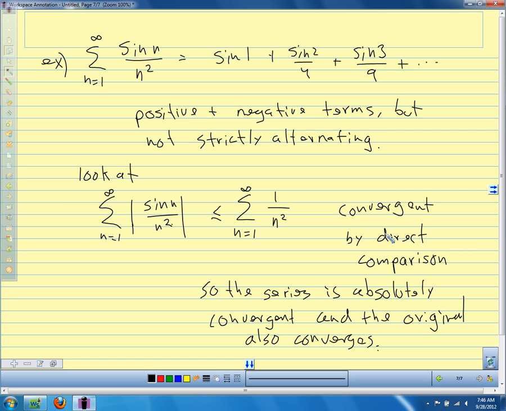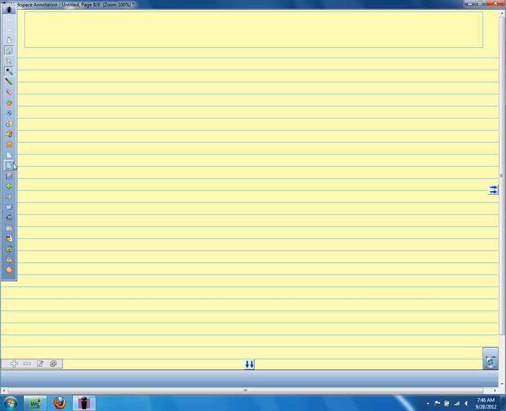And I want to mention really quickly, this isn't part of what we're doing. It's just a really interesting fact about conditionally convergent series. This is just something that I find very interesting. If we have a conditionally convergent series, Georg Riemann proved that you can rearrange the terms of a conditionally convergent series to produce any sum. You can choose any sum and rearrange the terms to get it.